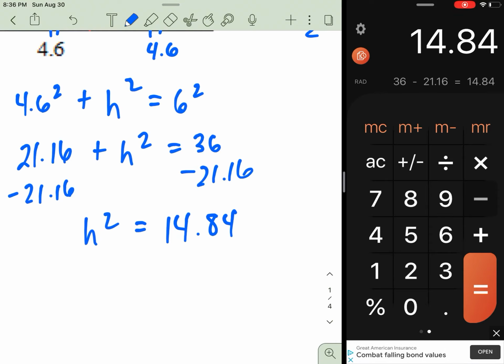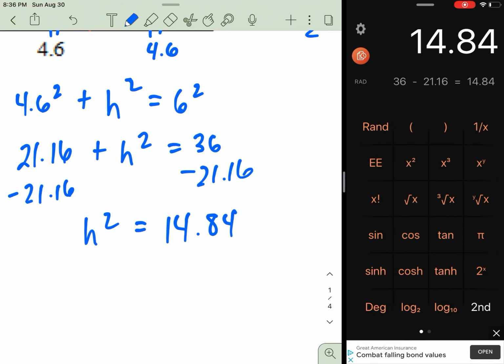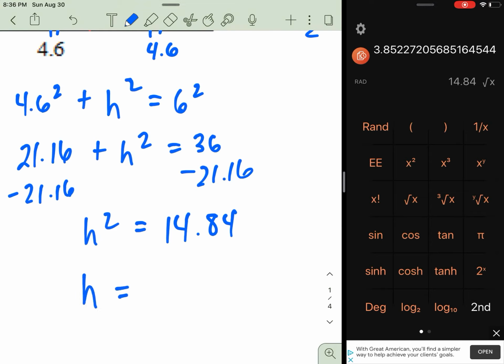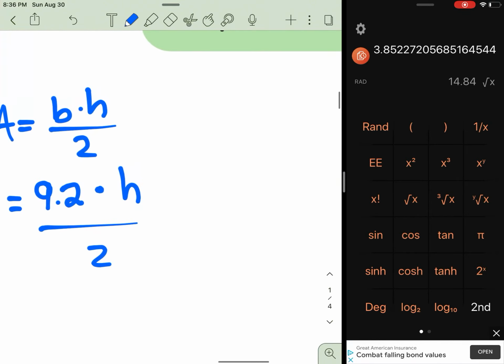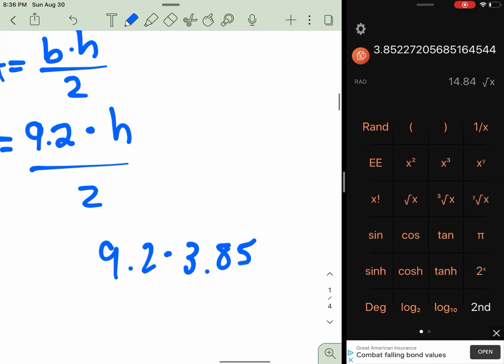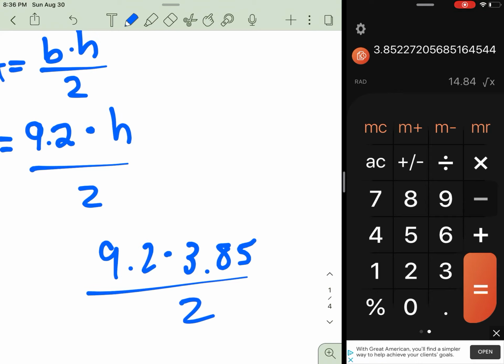Right there. So our height is about 3.85. So 9.2 times 3.85 divided by 2. Okay, so clear.